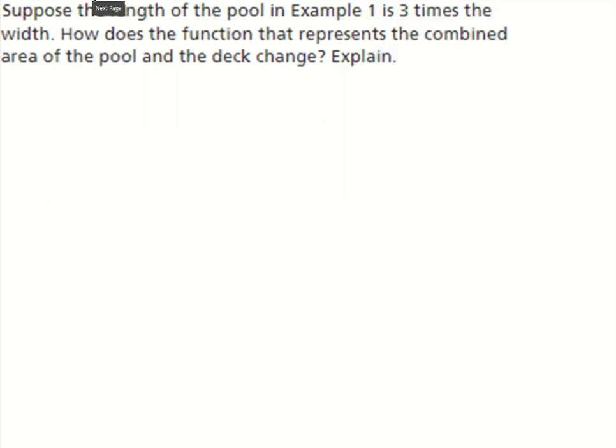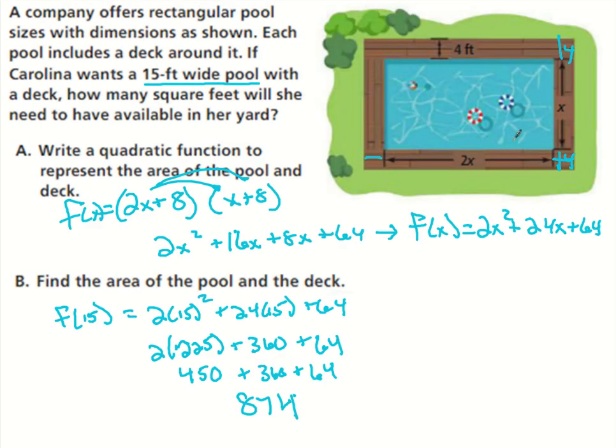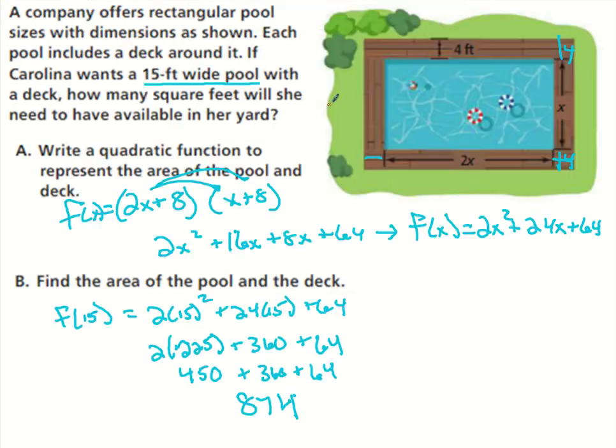Now, let's use the same pool. Let's suppose the length of the pool in example 1 is 3 times the width. How does the function that represents the combined area of the pool and deck change? So if I go back to this one over here, on this one, the width of the pool was x, so this length was 2 times the width because that's just 2 times x. That's double the width. So if I wanted to suppose the length of the pool in example 1 is 3 times the width, the only thing that's going to change is this 2 right here, because this is already showing that this is double the width, would become a 3.